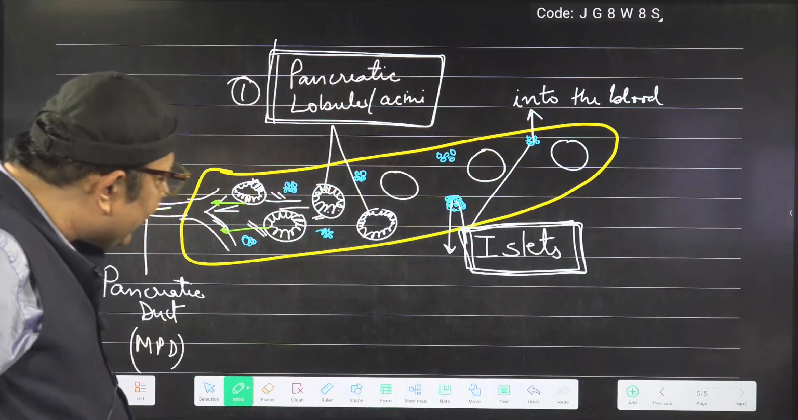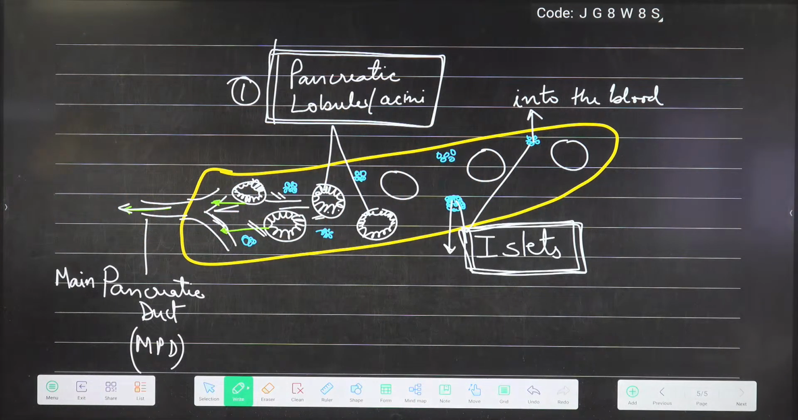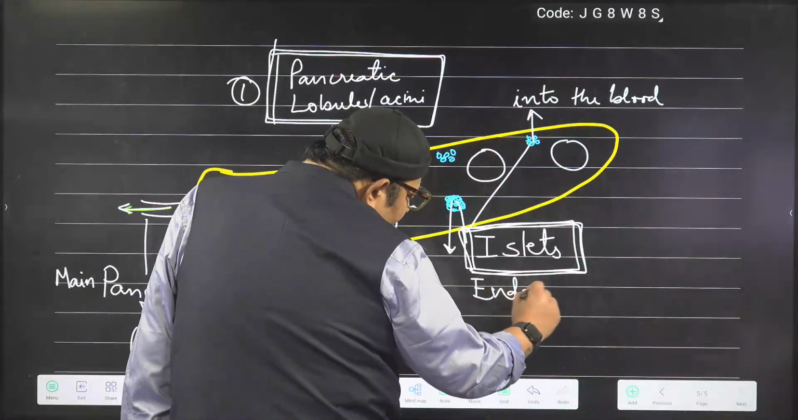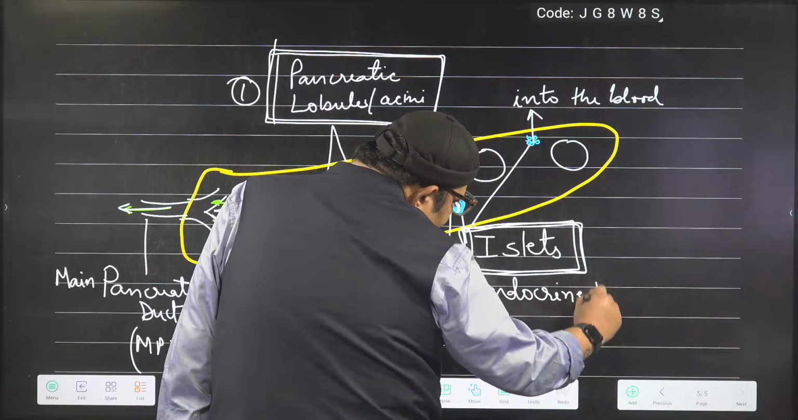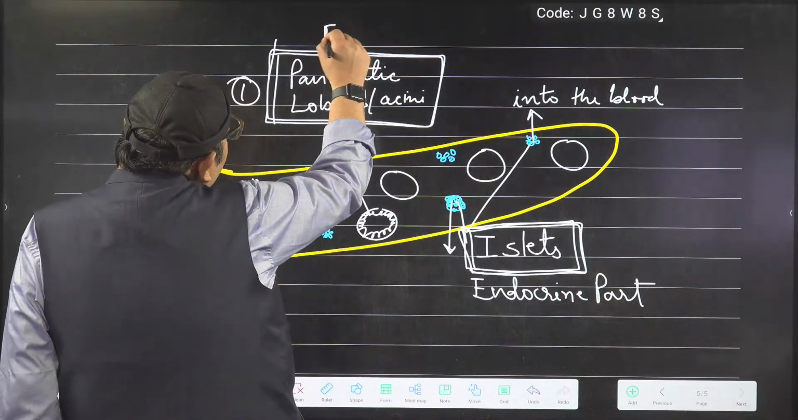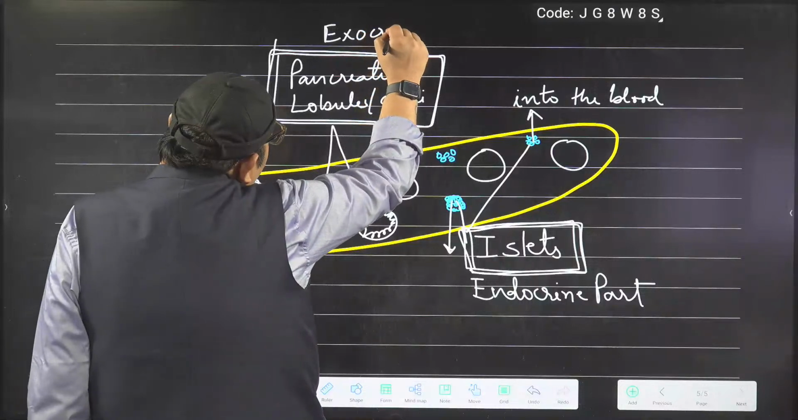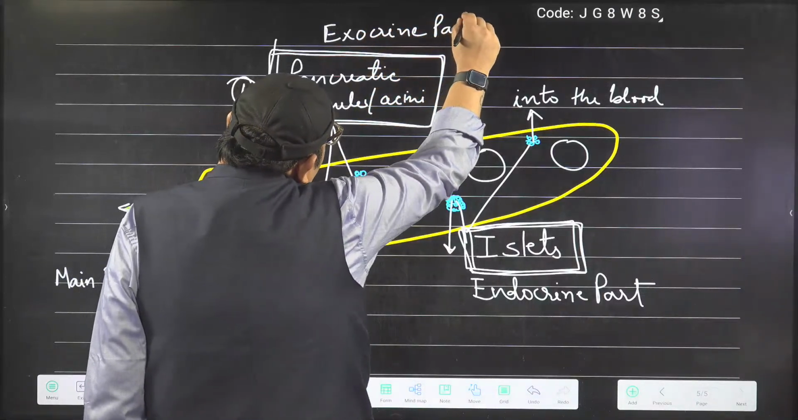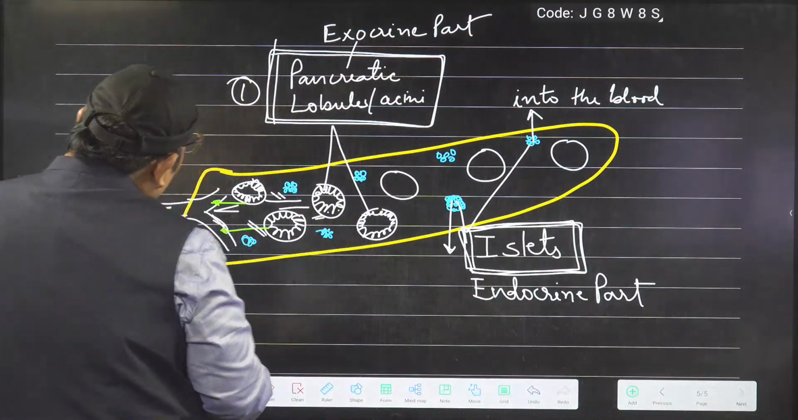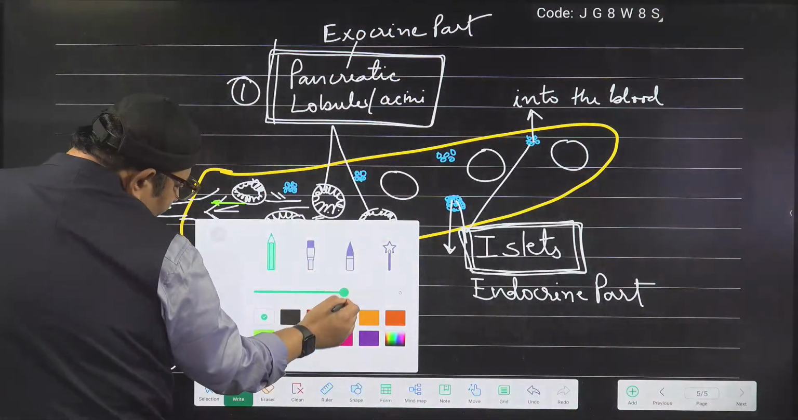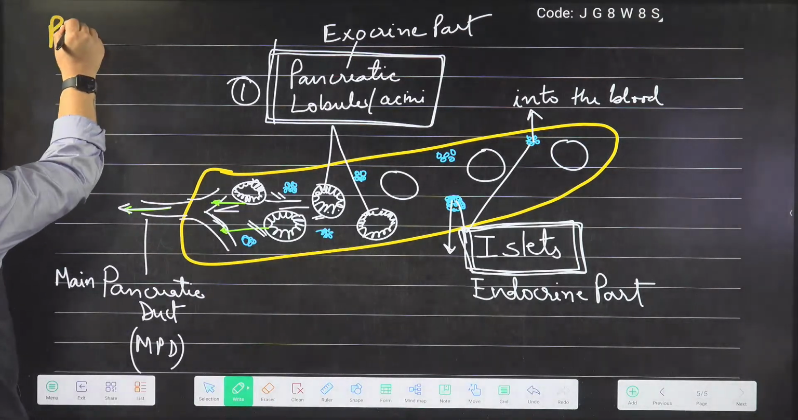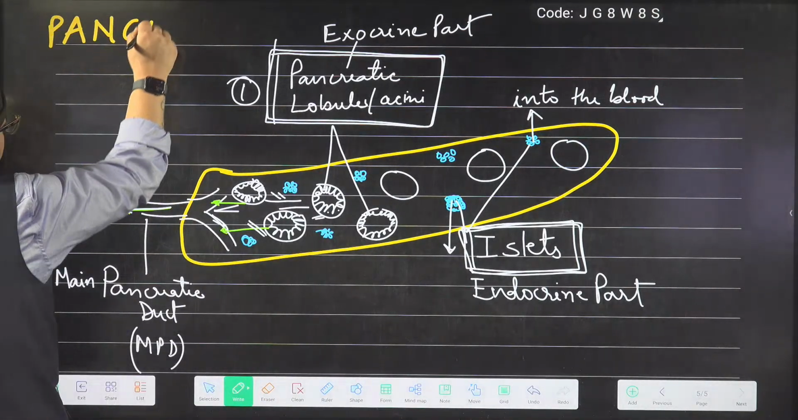Pancreatic lobules are exocrine and pancreatic islets are endocrine. This is the endocrine part. And this is the exocrine part. The lobules are the exocrine part, and this whole gland is actually the pancreas. This is all collectively called, the gland is called pancreas.